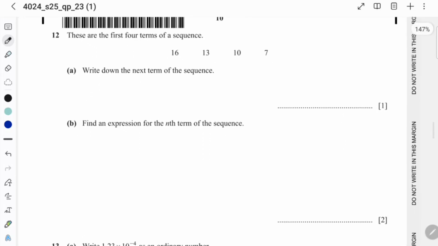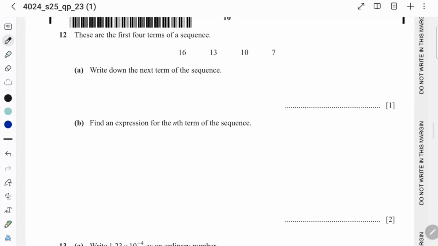The next question is question number 12. The first terms of the sequence are 16, 13, 10 and 7. Write down the next term. Let's see what the difference is. It is minus 3, minus 3, minus 3. So we do minus 3 more: 7 minus 3 is equal to 4. This is the next term, or the 5th term.